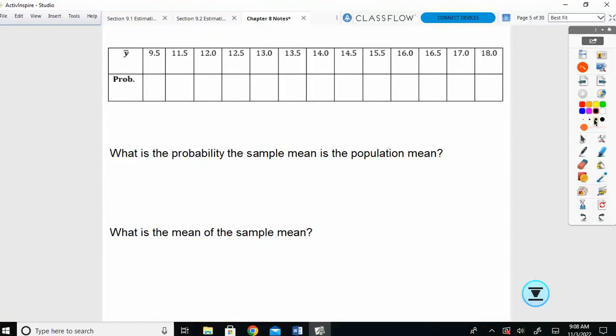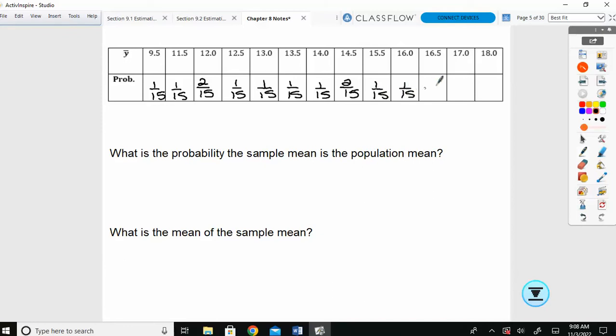So the probability of each of those, let's start with the 2 that got repeated. 12 showed up 2 out of the 15 times. The other one that got repeated was 14.5, which showed up 2 out of the 15 times, and everything else just showed up once. So every probability is between 0 and 1. If we add all these probabilities together, it equals 1.